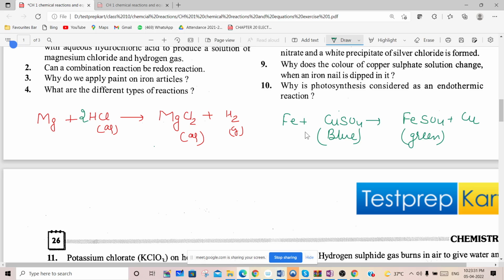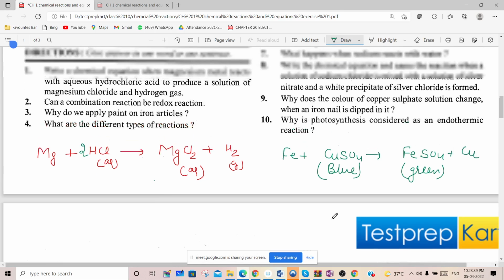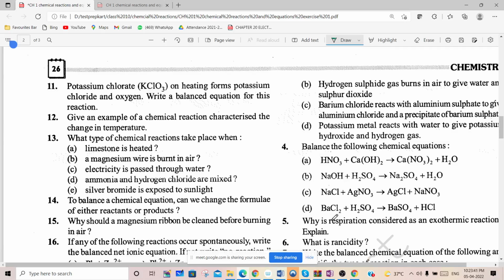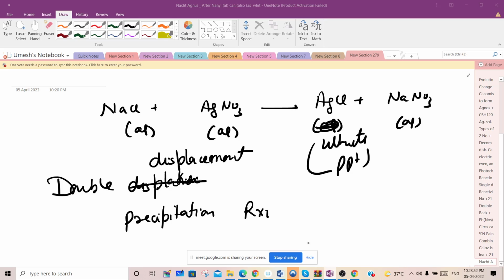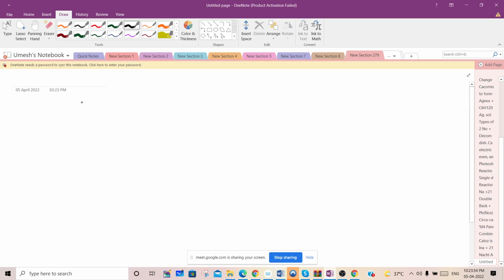Note it down. Understood the concept? Yes, sir. Okay. Potassium chlorate upon heating gives potassium chloride and oxygen. Give the chemical equation for this. Potassium chlorate is KClO3. So I can write here KClO3 decomposes to give potassium chloride and oxygen.